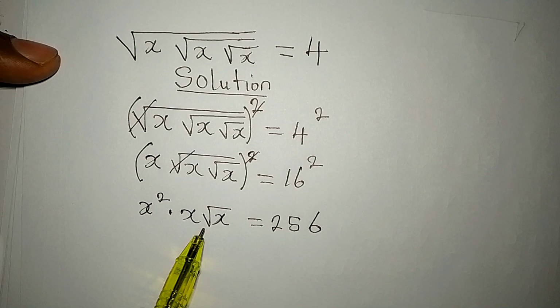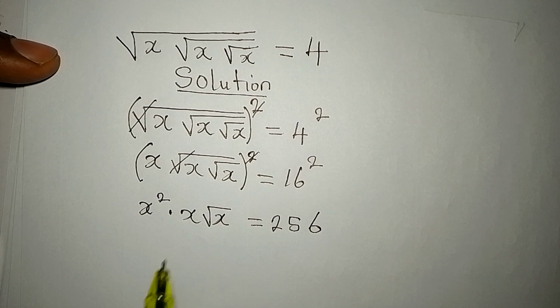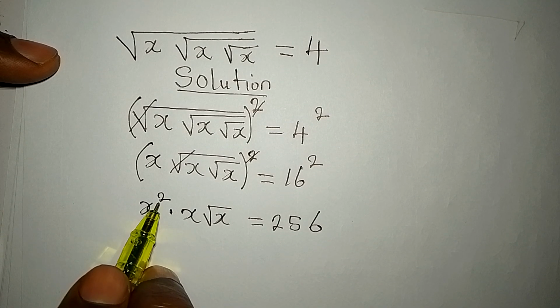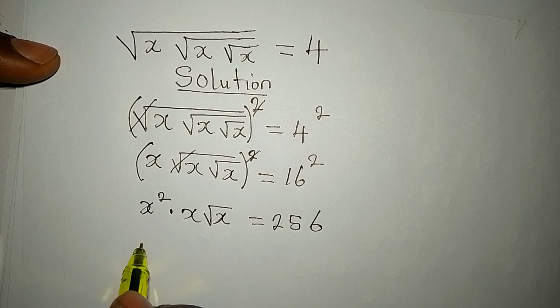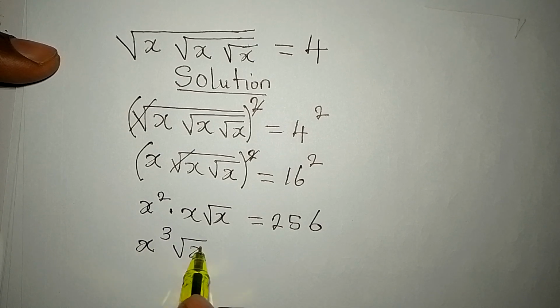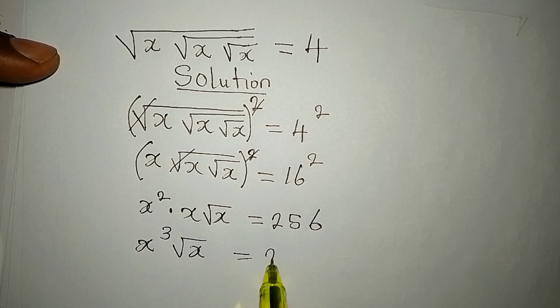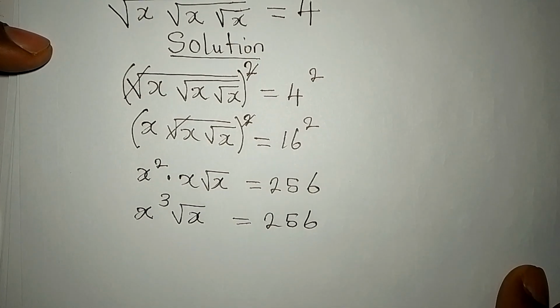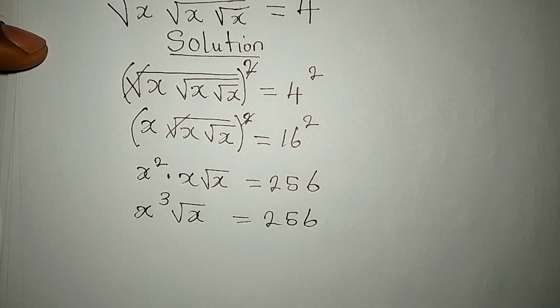We still have a root here, right? We have square root here, so we can still square both sides. But before you square, why don't you multiply x to the power of 2 by x, so that we'll have x to the power of 3, then we have root x, which will now be equal to 256. Okay, this is interesting, right?